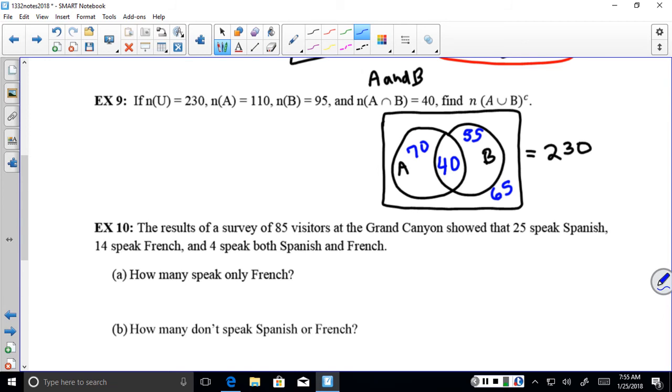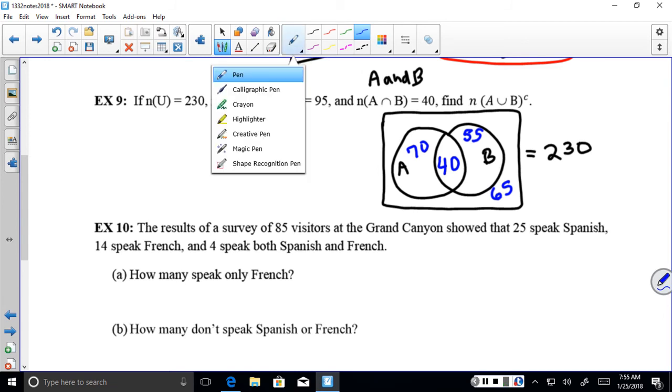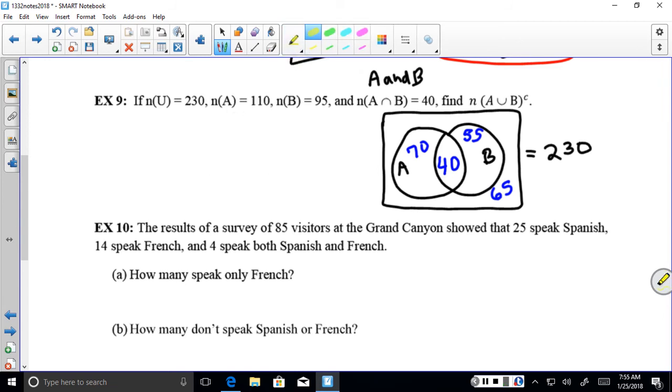So then the big question is, find the number of elements in A union C complement. Well, that's all fine and dandy, but if you don't understand what that's saying, you can't answer the question. So A union B means everything in A plus everything in B. Complement means it's not in. You can say A or B, you can say A plus B.